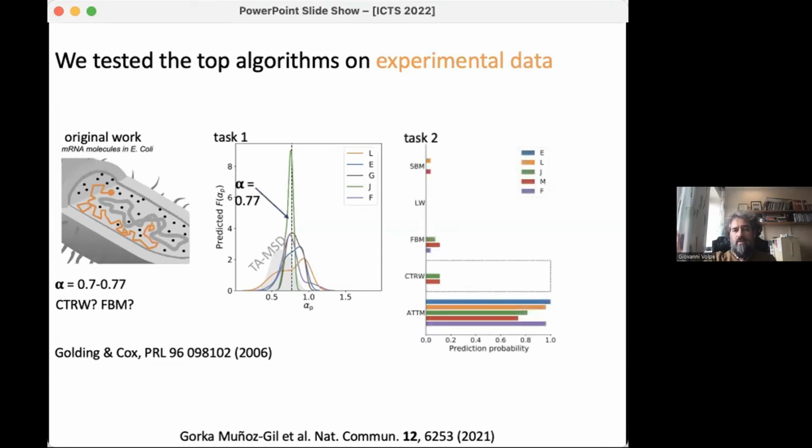And then we classified also. And here you can see that the classification tends to go towards ATTM, which of course is not what the authors were originally claiming, because they were claiming continuous time random walk. But to be fair, the authors didn't know that ATTM was actually proposed after this paper, so it could not be included amongst the options for their paper.